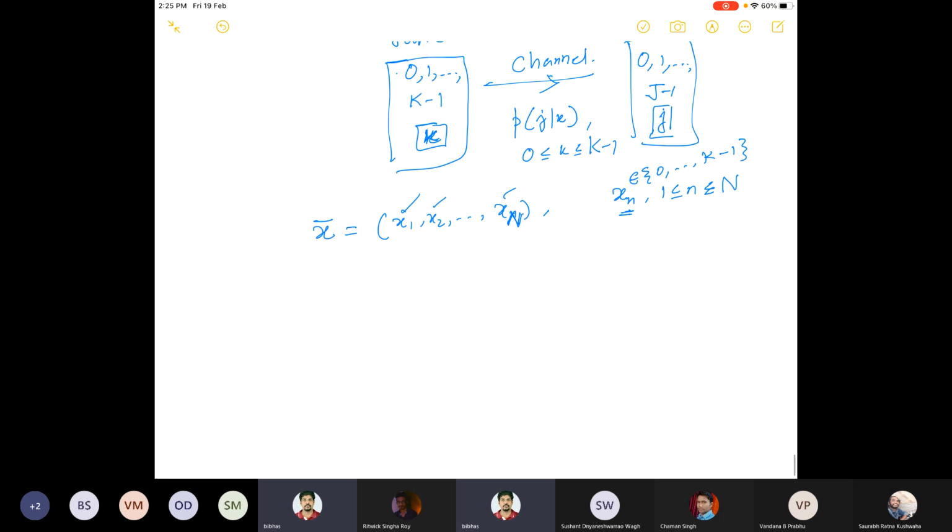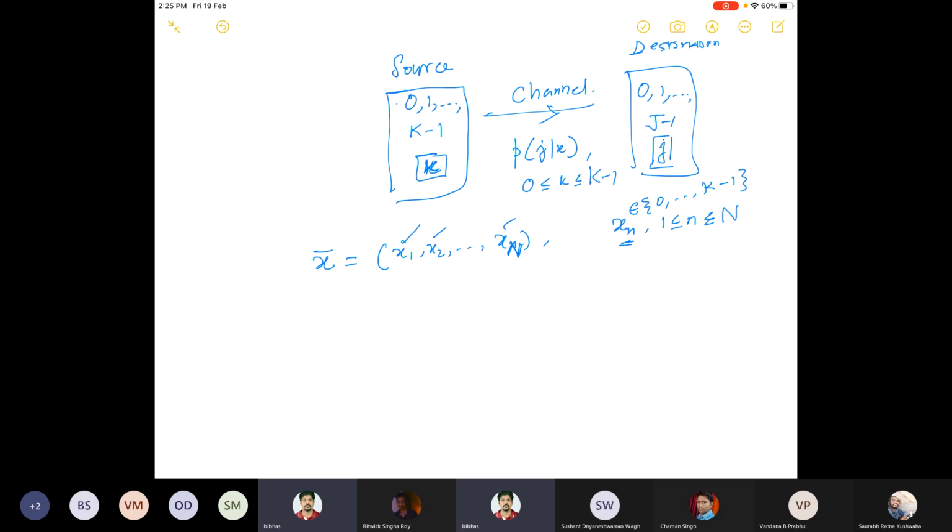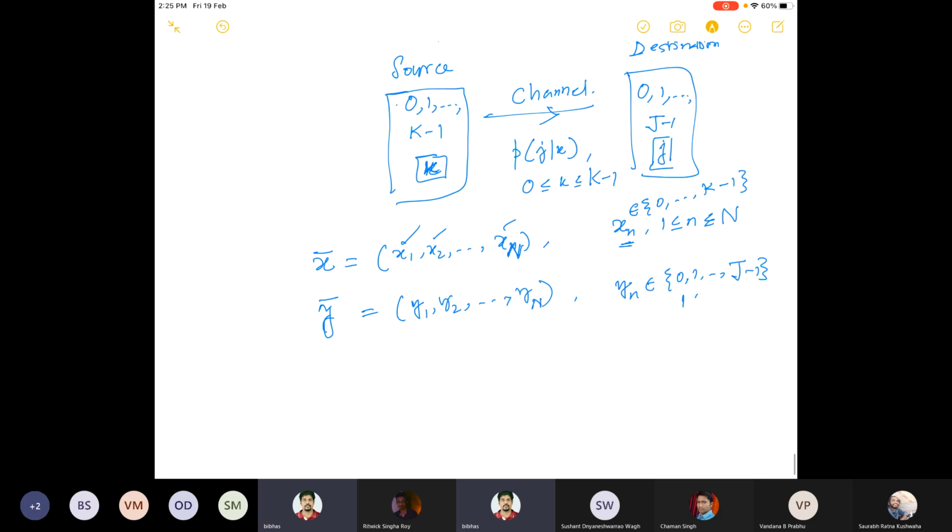And the same thing is also true for the output. So the output sequence, which let me write as y bar, small y bar, is y1, y2, up to yn. And of course the yn belong to 0, 1 up to j minus 1, for all small n from 1 up to capital N.